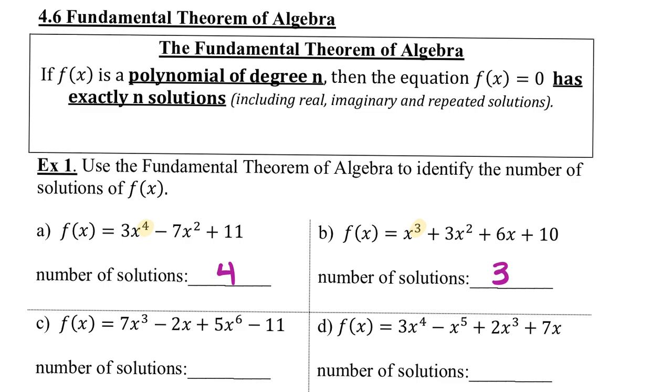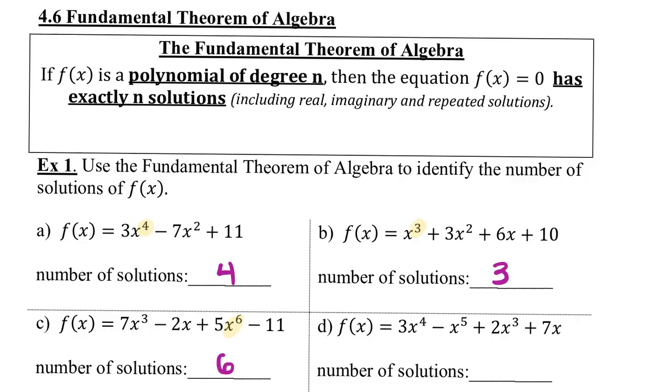Okay, for C, f of x equals 7x cubed minus 2x plus 5x to the 6 minus 11. Be careful on this one. The degree is the highest exponent of any single term. So the highest exponent term is x to the 6th. So this is a degree 6 polynomial, so there are actually 6 solutions to this polynomial.